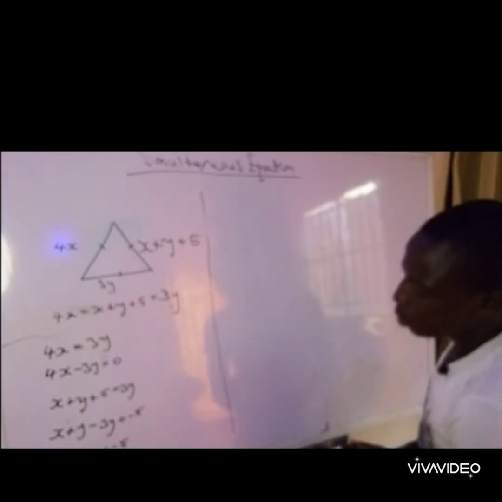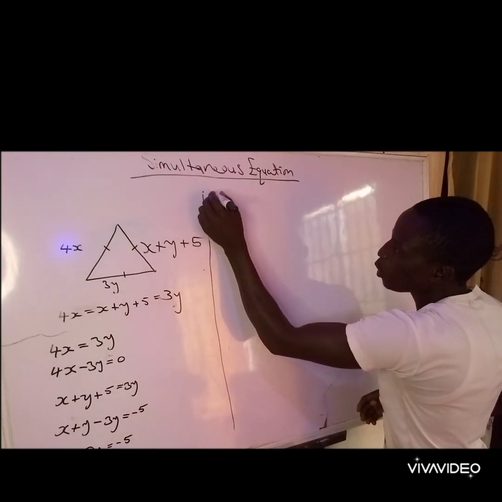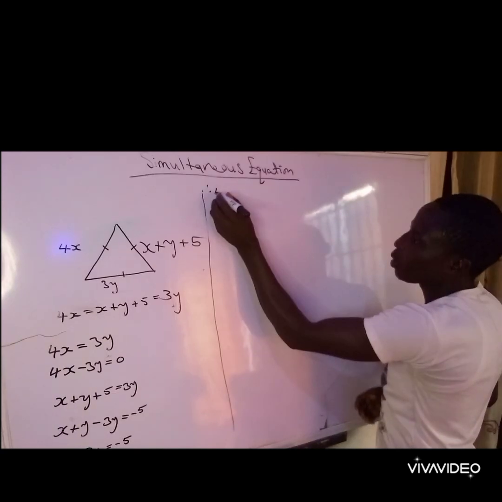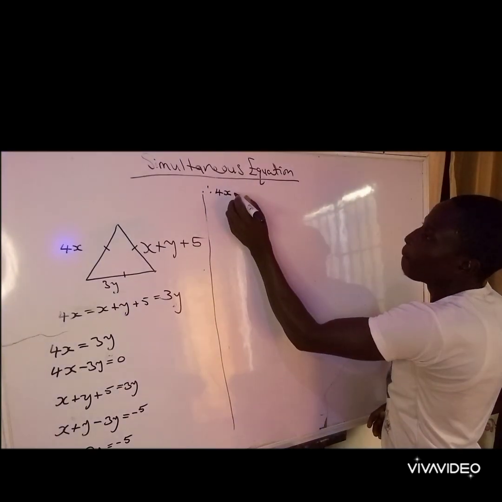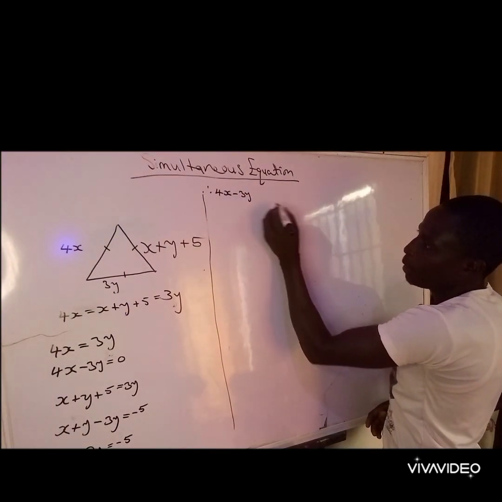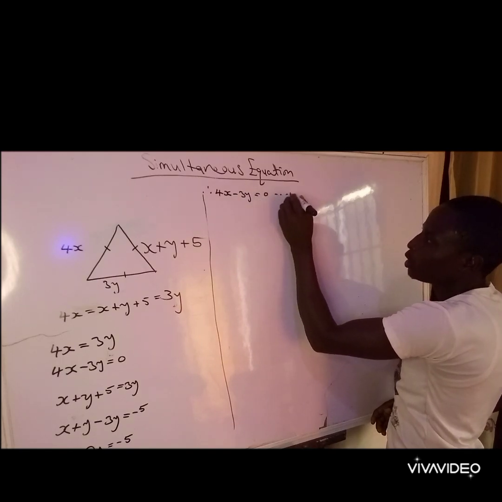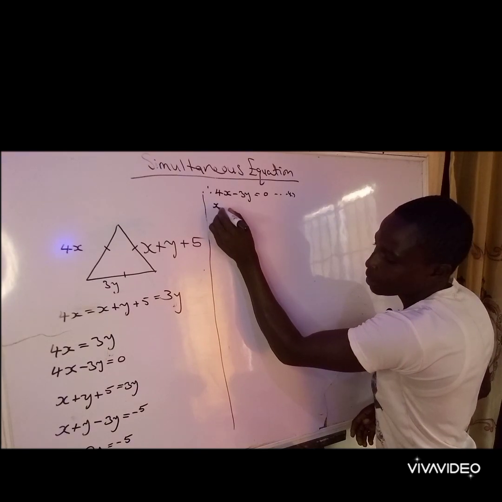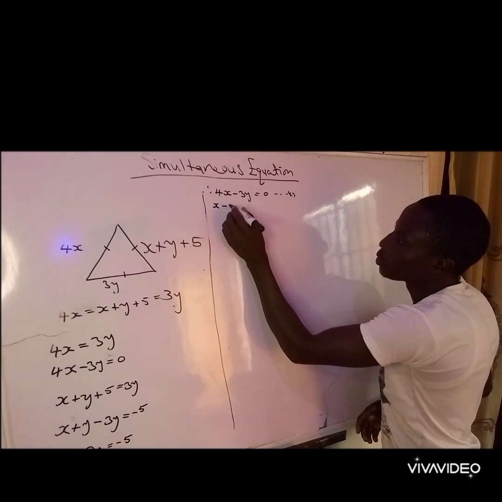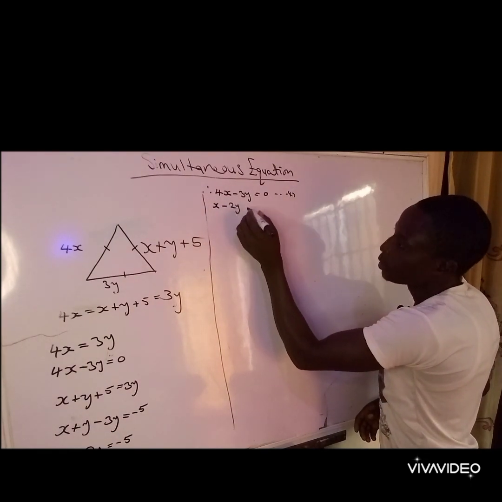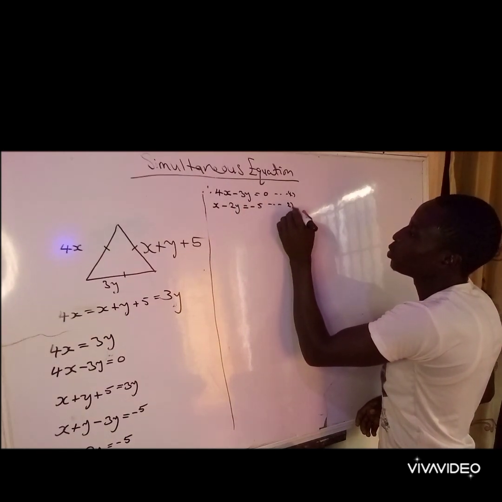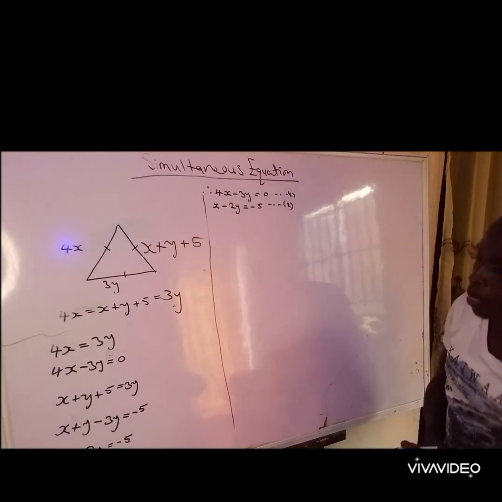Then now, we can rewrite the 2 equations. Therefore, I have 4x minus 3y is equal to 0. I can call it equation 1. Then I also have x minus 2y is equal to minus 5. I can call it equation 2.